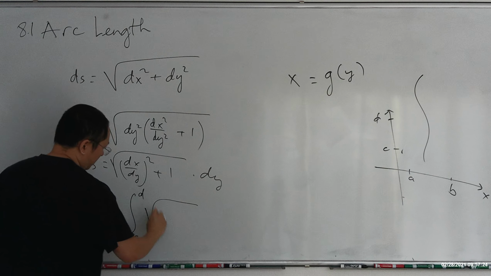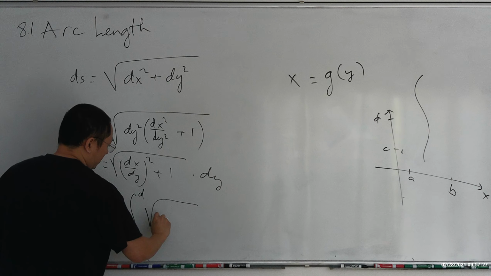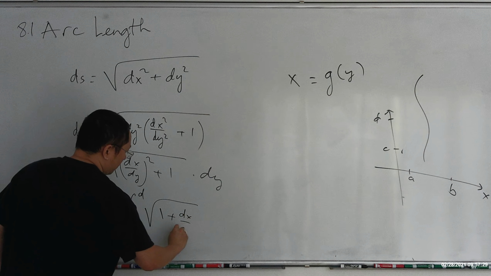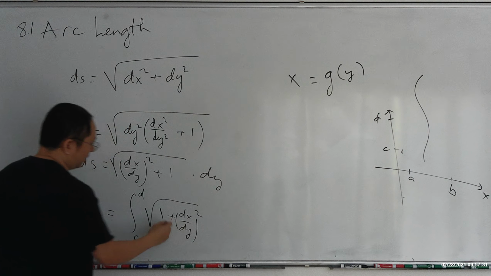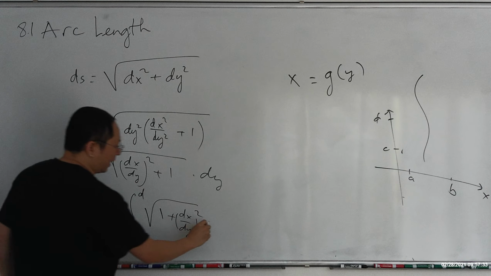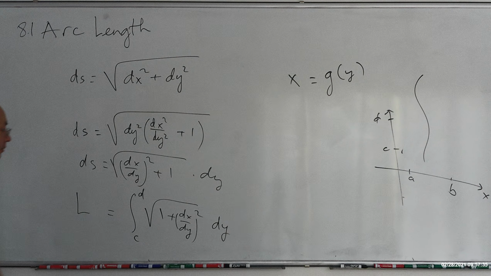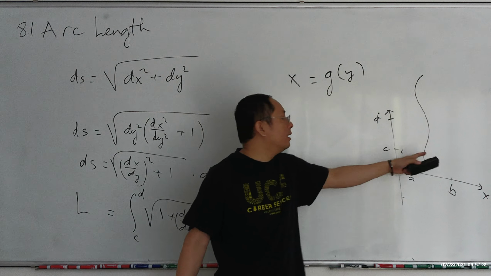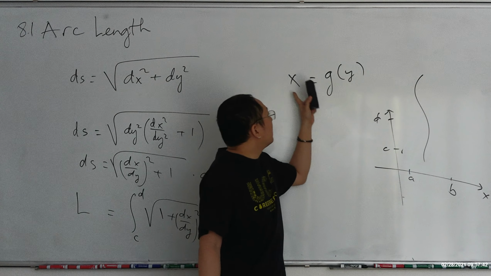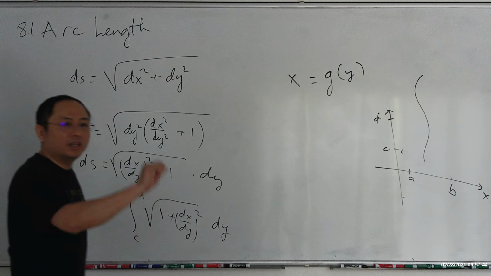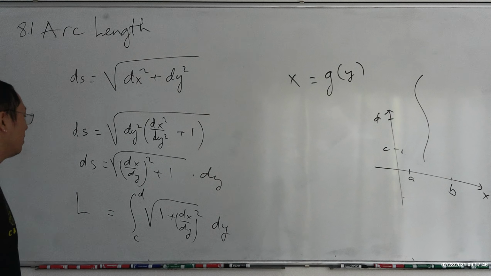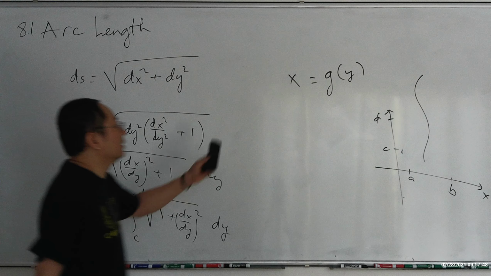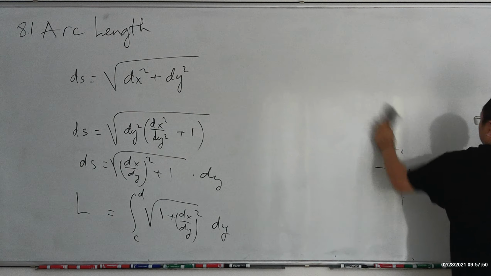Square root of 1 plus dx over dy squared. I just tried to write the book way. If you write this, it's okay. It's the same thing. Times dy. Okay? So same formulas. This applies to this kind of curve where y is the variable and x is a function of y. You just interchange the roles of x and y. You have another formula. So you learn one, you know the other. Right?